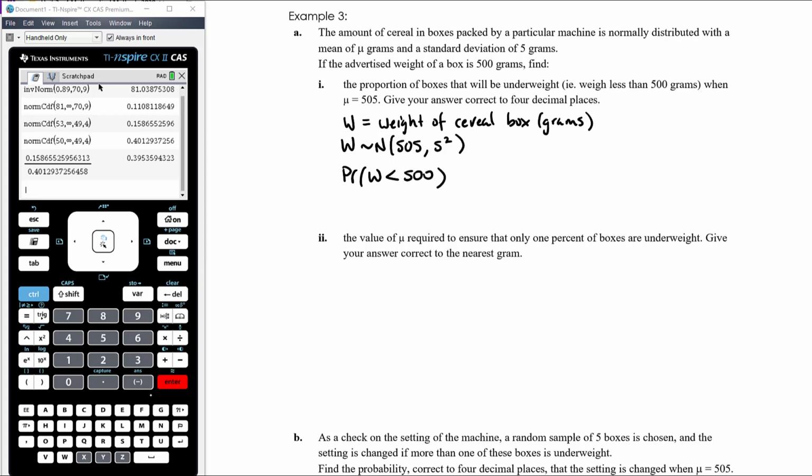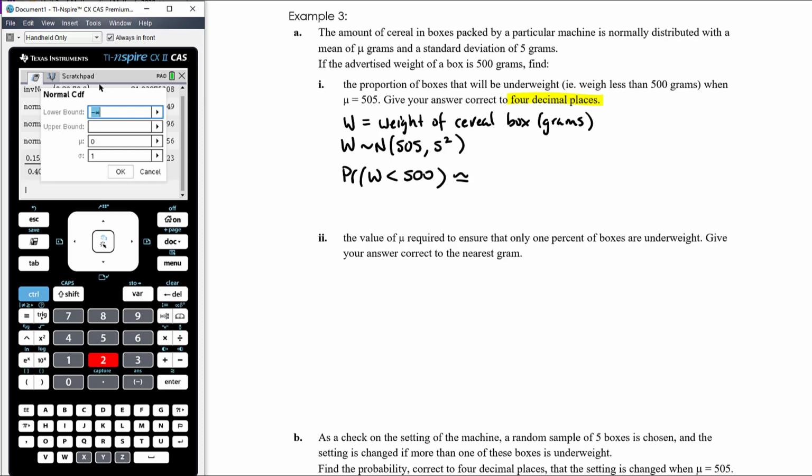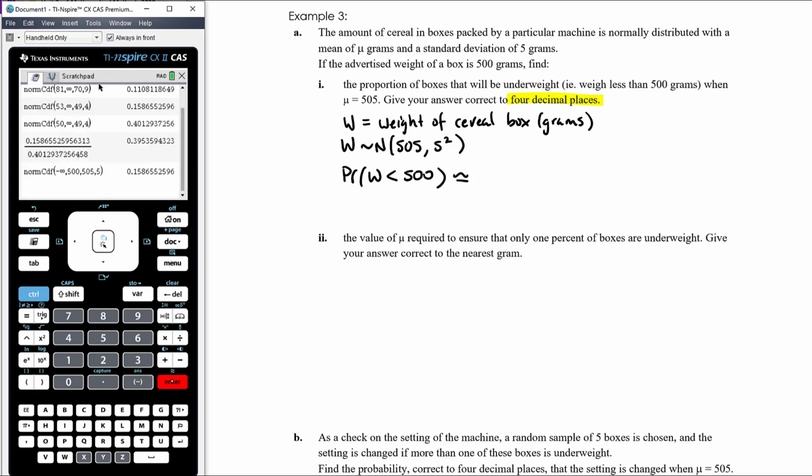So again, interpreting the question accurately, yes, this would give us the same answer, but a box that weighs exactly 500 grams is not underweight. And so in terms of answering the question, we want the probability that W is less than 500. And we want that probability correct to 4 decimal places. Okay. So let's do that. Menu 552. Lower bound is negative infinity. Upper bound is 500. Mean is 505 in part 1. Standard deviation is 5. So it's 0.1587 to 4 decimal places.